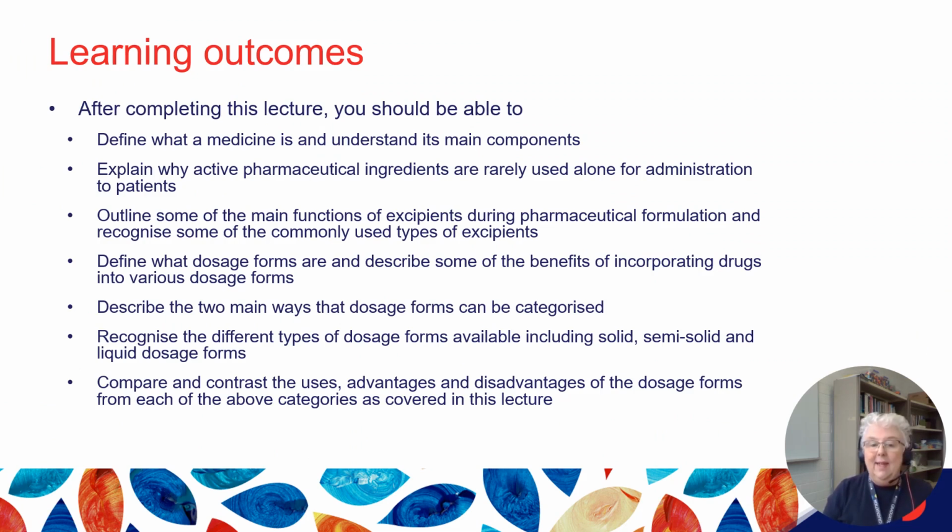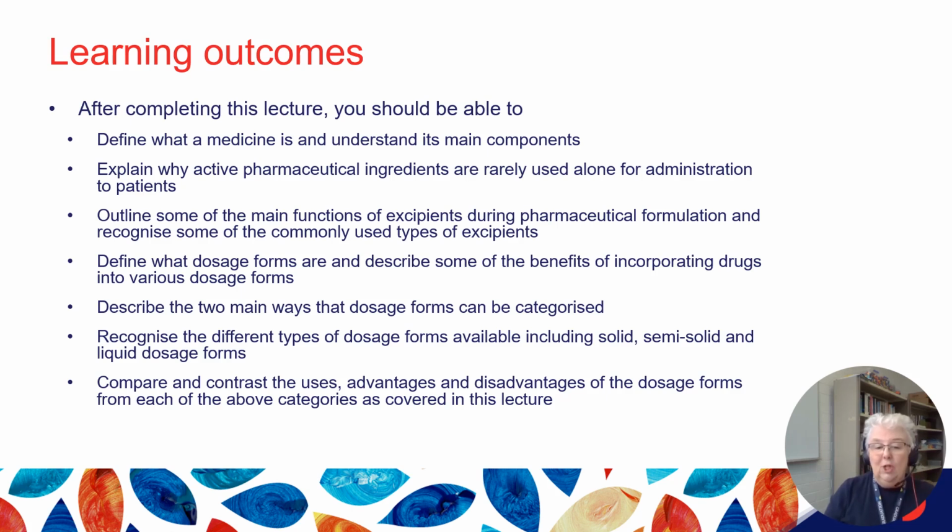The first one is that you can describe or define what a medicine is and understand its main components. Explain why active pharmaceutical ingredients are rarely used alone for administration to patients. They're always packaged with something else. Outline some of the main functions of excipients during pharmaceutical formulation and recognize some of the commonly used types of excipients. Define what dosage forms are and also describe some benefits of incorporating drugs into various dosage forms.